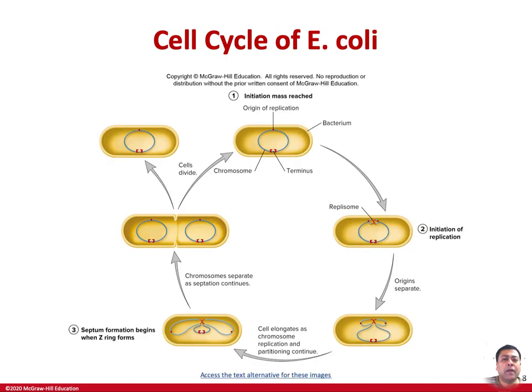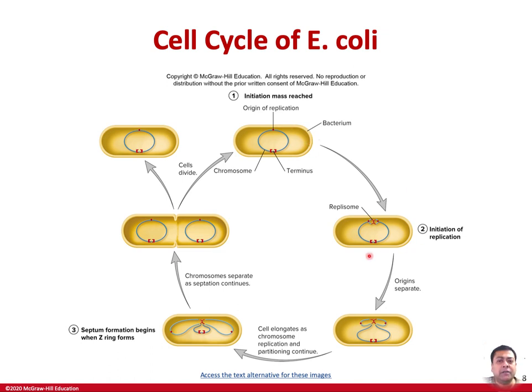So let's take a look at this. Here, the initiation mass reached means that the cell has completed its vegetative growth. What do you mean by vegetative growth? The cell has completed its gradual growth. It has grown up. Now it can divide into two. This results from an increase in the mass of the cell, which also results in the accumulation of a particular protein, known as the DnaA protein that we talked about, which initiates the DNA replication.